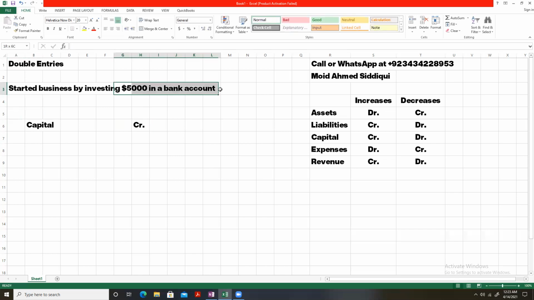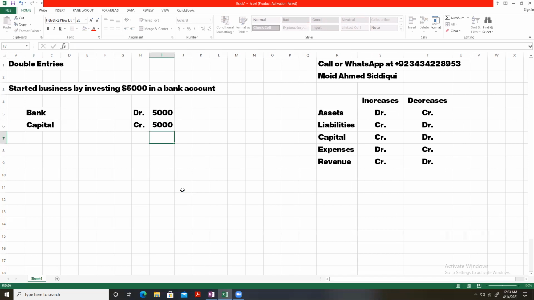Since the owner is making an investment by opening a bank account in the name of the business, by investing $5,000 into a bank account, the bank account balance will increase. So we will debit the bank account.